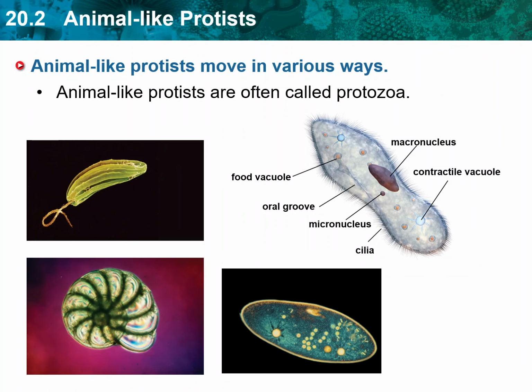Snakes slither, fish swim, insects fly, and rabbits hop on 4 legs. Animal-like protists also move in many different ways. 3 common ways that protozoa move are described in the following.